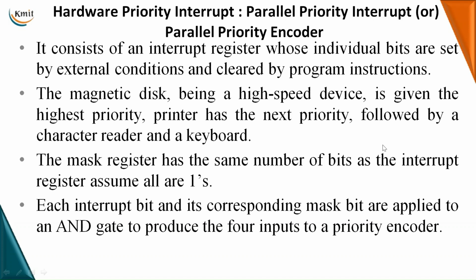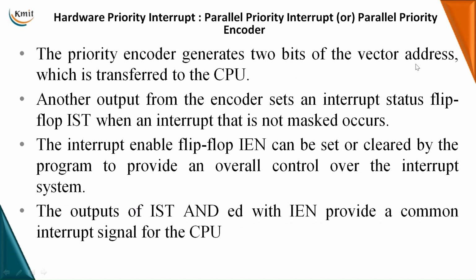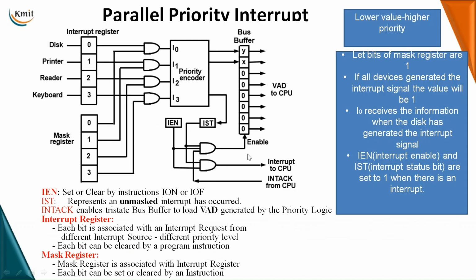The mask register has the same number of bits as the interrupt register, where all are zeros. Each interrupt bit and its corresponding mask register bit is applied to an AND gate to produce four inputs to the priority encoder. And the priority encoder generates 2 bits of vector address which is transferred to the CPU. So the priority interrupt is generating a 2-bit vector address.